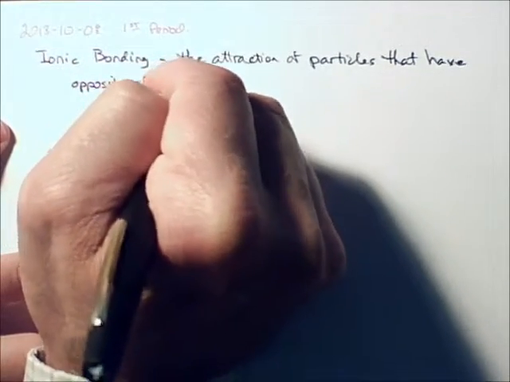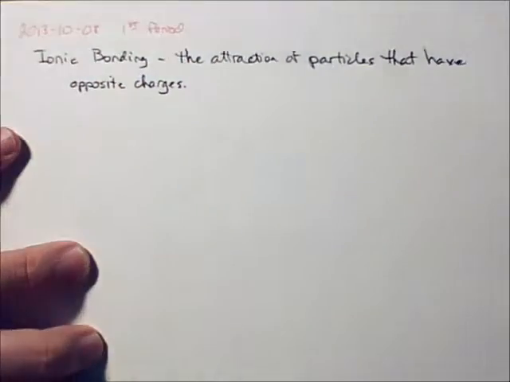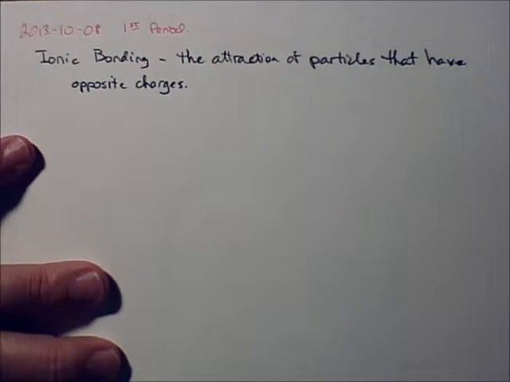Now don't get confused by that, because opposite charges in this case means I can have many kinds of positive charges and many kinds of negative charges. But it's the positive charges, all of them, that are attracted to all the negative charges. So it's not like it's one positive attracted to one negative. It can be three positive attracted to one negative, but you just need three of them.